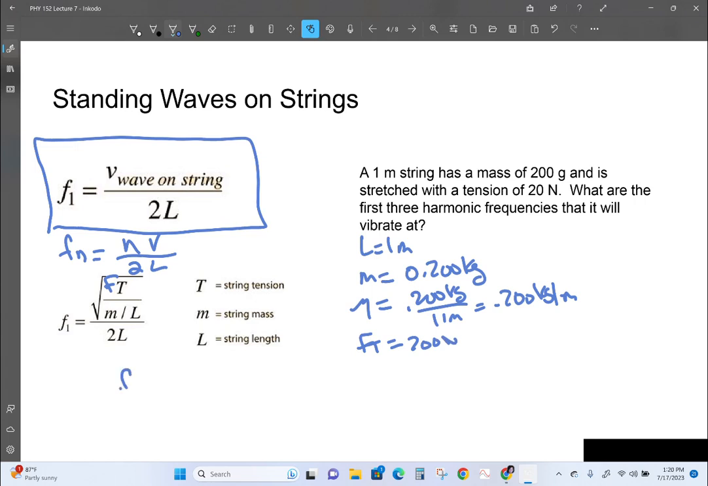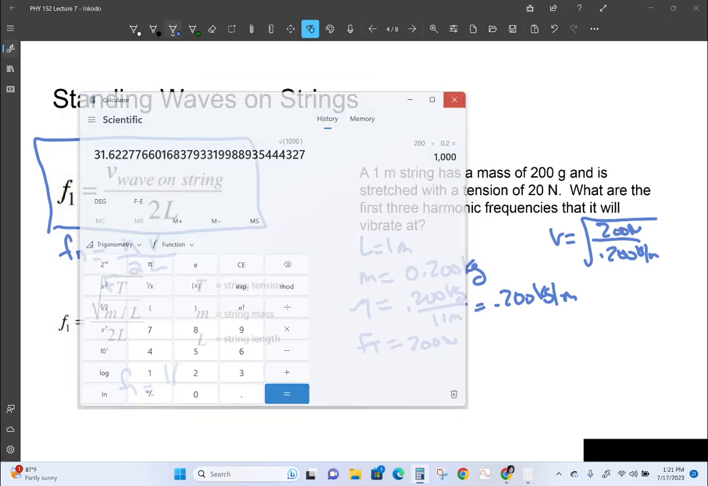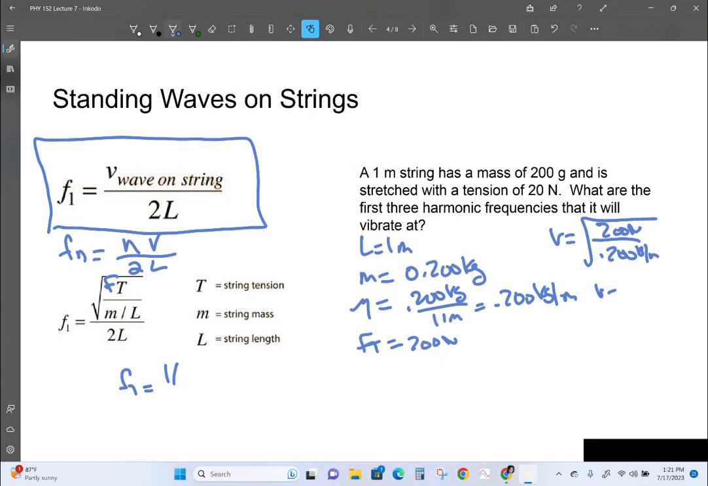Well, F1 is going to be 1 times, let's find the speed of the wave. So the speed of the wave is going to be equal to the square root of the tension force, which is 200 newtons, divided by the mass per unit length, 0.200 kilograms per meter. So 200 divided by 0.2, and then we take the square root of it, is 31.7. So the velocity is 31.7 meters per second.